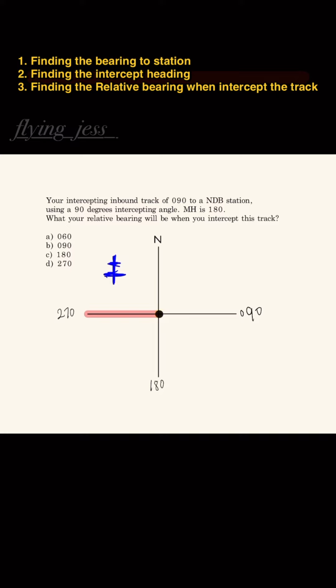There are two ways I use. First, draw. I will draw my plane here on the track, and heading is 180. From the heading, let's go clockwise. How many degrees do we need to reach that 090? It will need 270 degrees, right? So the answer is 270.